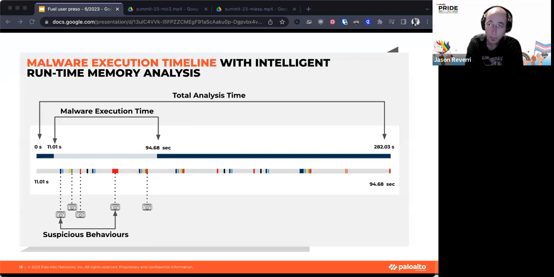What is novel about AWF's approach is the processing. AWF doesn't wait until the end of the sample analysis execution, but rather the memory snapshots are processed in runtime and can generate signatures immediately if malicious behavior is observed.